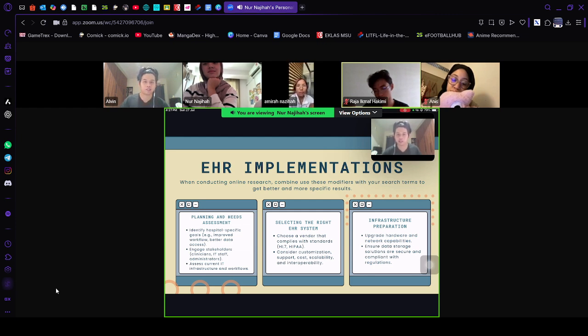The next step is selecting the right EHR system. Choose a vendor that complies with standards such as HL7 and HIPAA. Next, consider customization, support, cost, scalability, and interoperability. And the next step is infrastructure preparation, where you upgrade the hardware and network capabilities to ensure data storage solutions are secure and compliant with regulations.